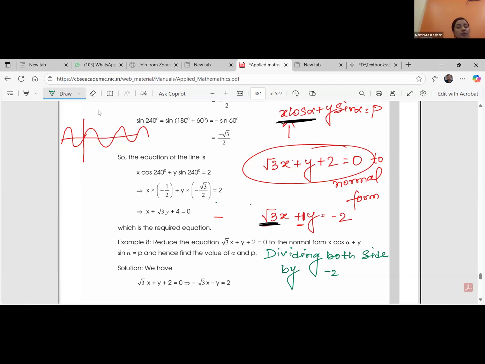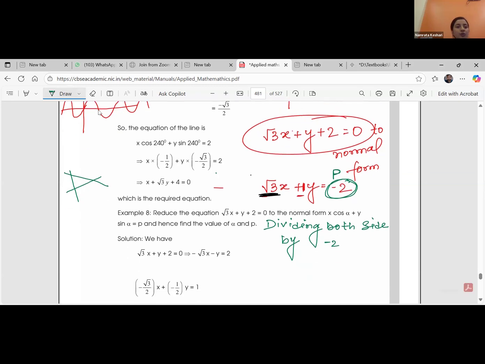Why am I saying dividing by minus 2? Because this P is the distance of the line from the origin. The P which we are trying to keep on the other side is nothing but the perpendicular distance from the origin. So distance needs to be positive. Yes or no? Yes, ma'am. Okay, that's why dividing both sides by -2. If we divide both sides by -2, what are we going to get?